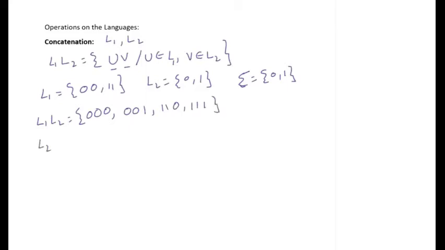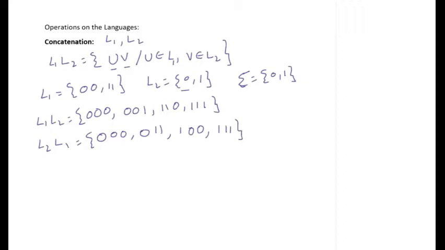And let us define L2L1. That means first we need to write the strings from L2 concatenated with L1. So first we are taking the string 0 from L2, then concatenation with the string from L1, 00. Next we are writing 0 from L2 and 11 from L1. Next 1 from L2 and 00 from L1. 1 from L2 and 11 from L1.